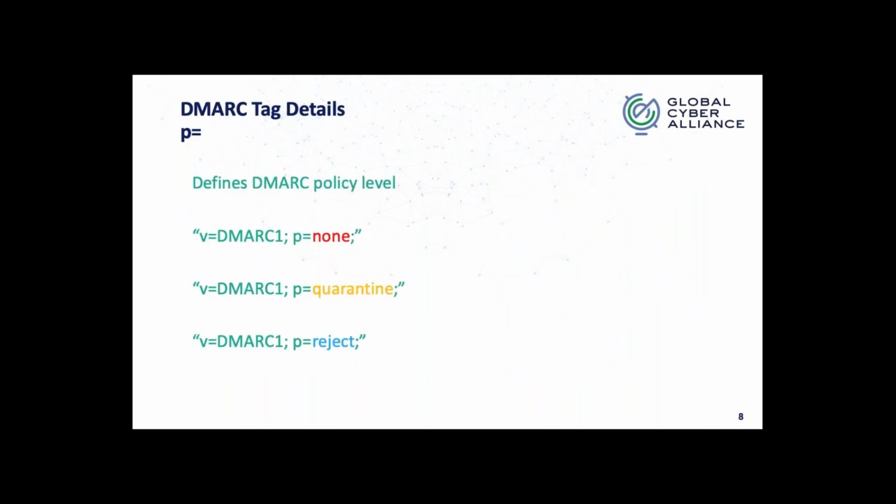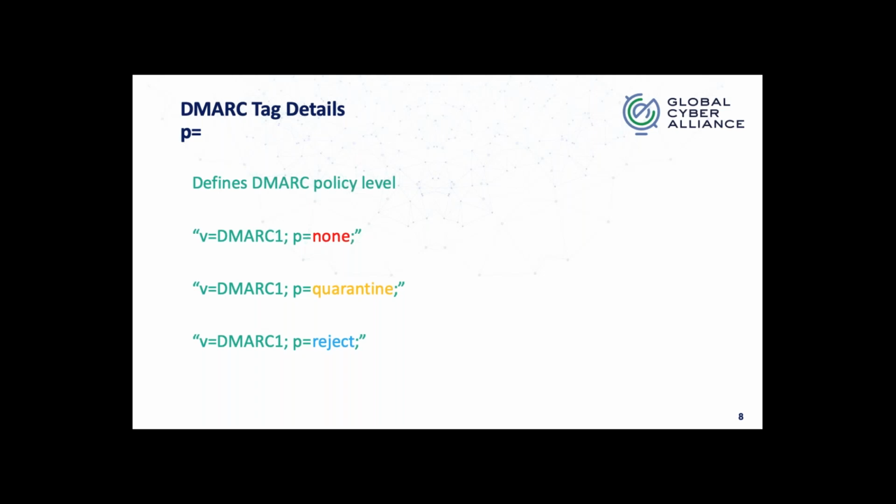The next tag that has to be in place is the p tag. The p tag defines what your policy is, so this is the conformance aspect. It's either p=none, or p=quarantine, or p=reject, semicolon. So the v tag first, p tag second, and after that, whatever tags you wish to put in. This defines your policy level for the domain that you're creating the policy for.